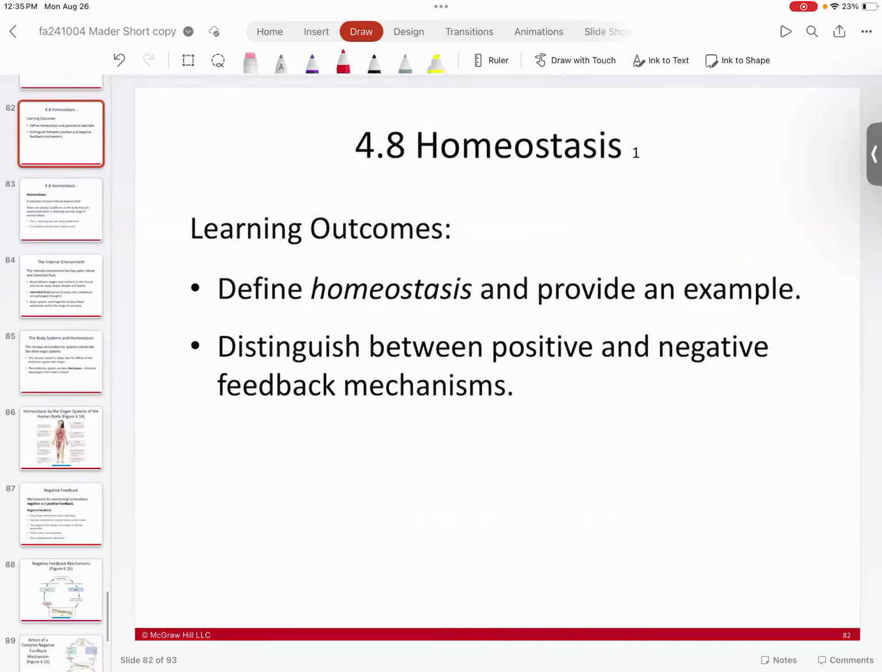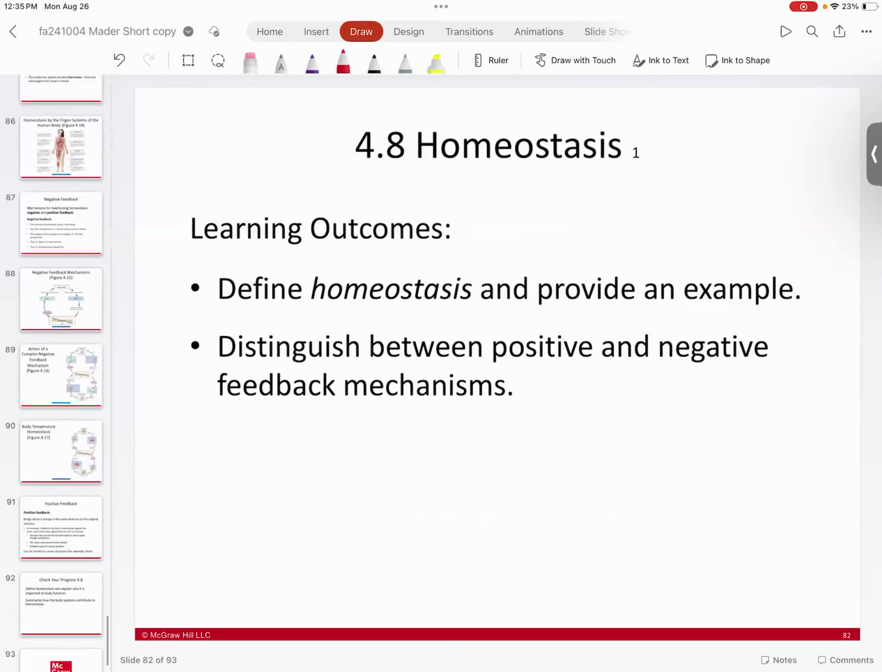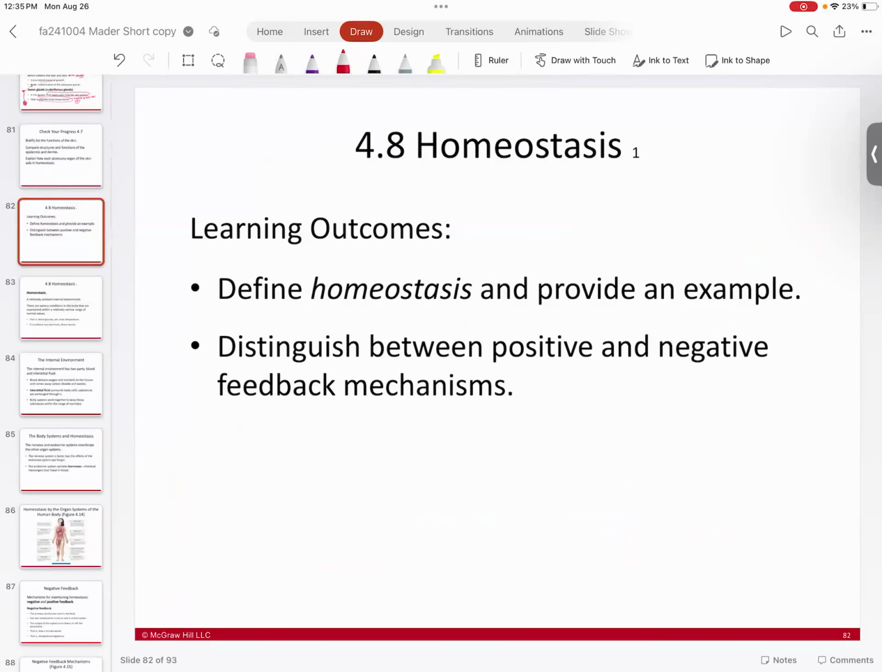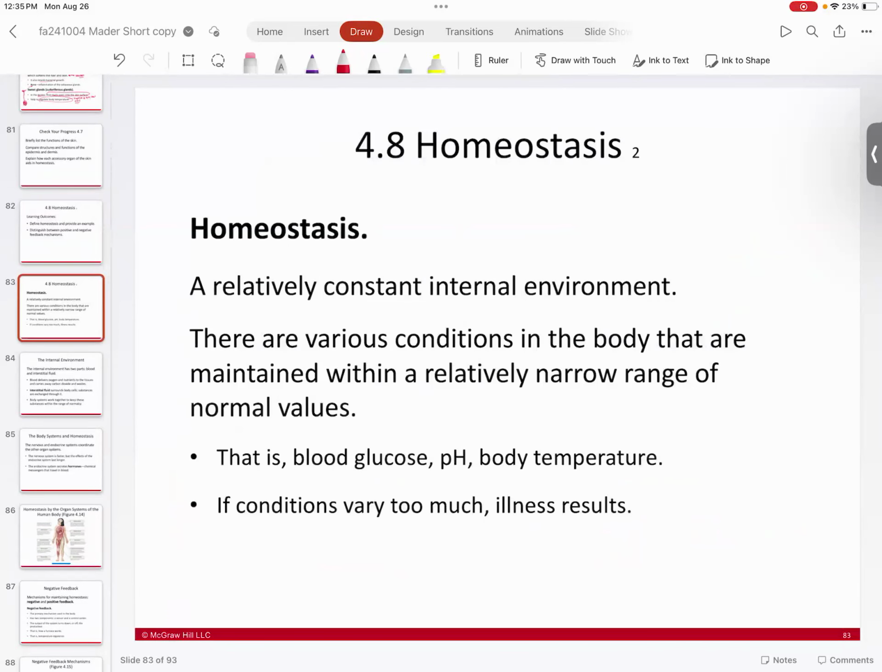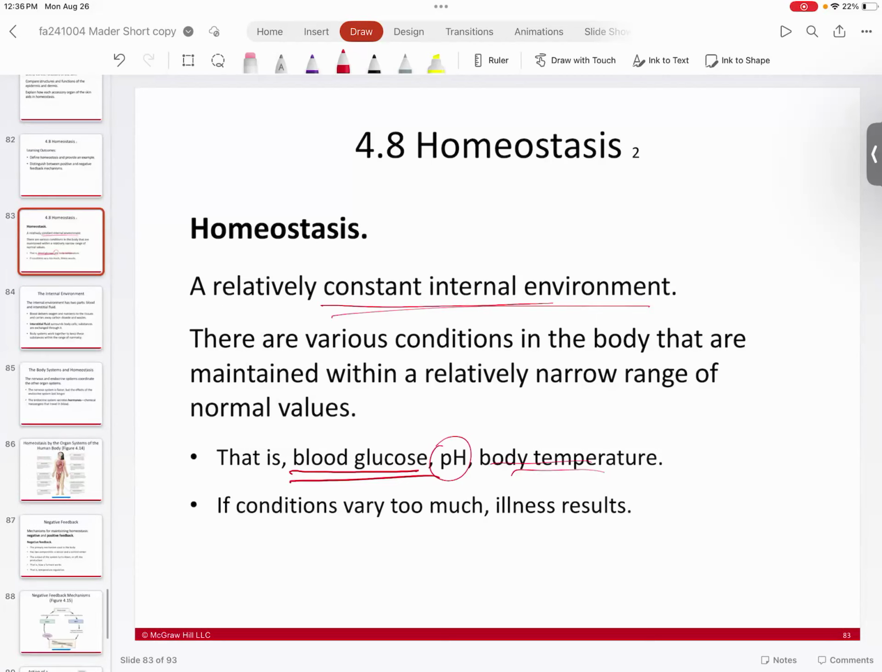So now let's go ahead and take a look at homeostasis. And this is going to be one of the last topics that we have of the chapter. So basically, homeostasis is essentially the maintenance of constant internal environment. And so there's lots of different conditions in the body that need to be maintained in order for you to be able to be functional physiologically. For instance, you need to maintain good homeostasis, normal internal conditions with your blood glucose, with pH, with body temperature, things of that nature. Too much of these or too little of these can be a bad thing.